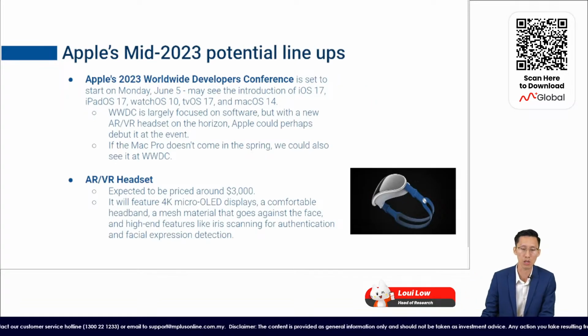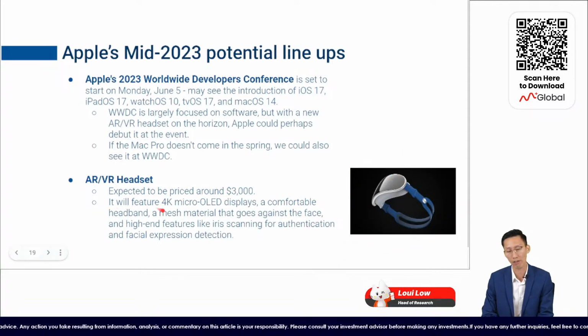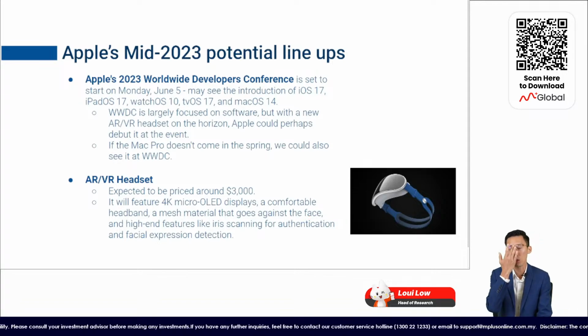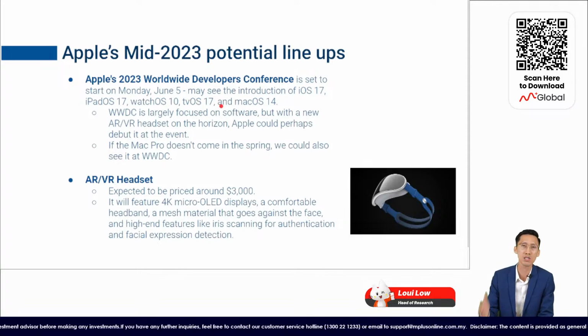Okay, so some potential lineups that we want to talk about is that in June this year, they will be having the Worldwide Developers Conference. Normally, they will just update their iOS and things like that. But it may also contribute to some launches, like for instance, the AR/VR headset. Okay, so the expected price will be about 3,000. This is just a concept, not the real one. You will have a 4K micro OLED display and things like that. So this might be another gadget that people will buy, and this could be contributing to products revenue going forward. So I think this is very important. WWDC, the Worldwide Developers Conference, is also to set what sort of products they might be coming out with in the second, third, or even fourth quarter.